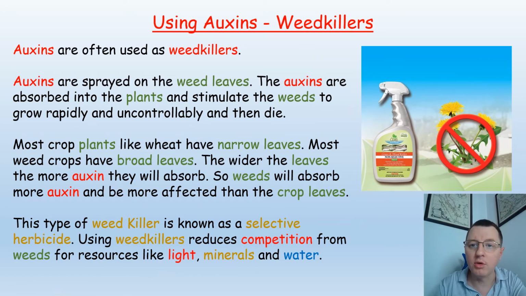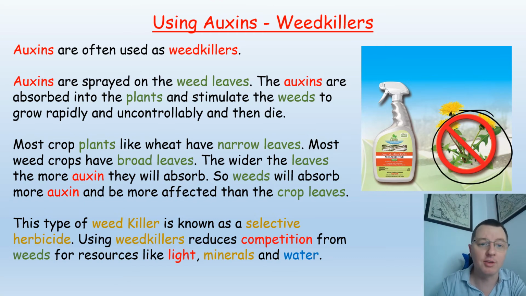Auxins can also be used as weed killers. Auxins can be sprayed onto the leaves of a weed, and the auxins are absorbed into the plant and they stimulate the weed to grow rapidly and uncontrollably, and then the weed, having completed its life cycle, will die. Most crop plants like wheat have narrow leaves, and most weeds like the dandelion that you can see here have broad leaves. The wider the leaves, the more auxin that they will absorb. So the weeds will absorb more auxin and be more affected than the crop leaves.